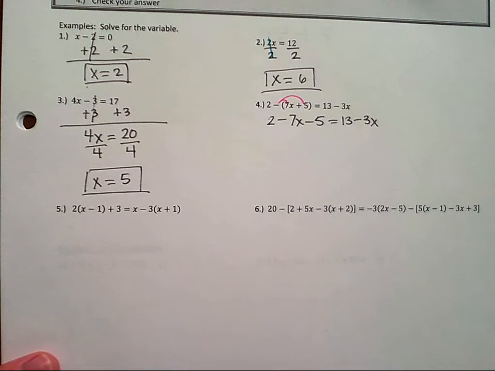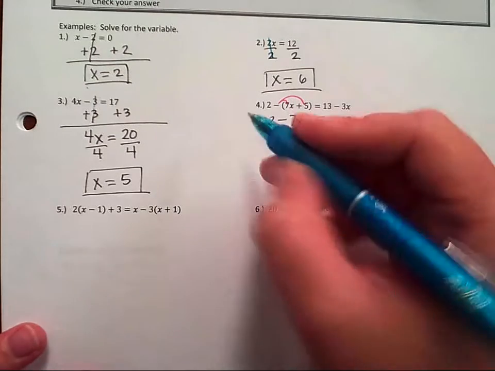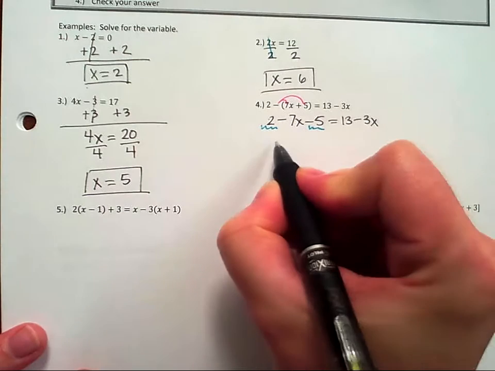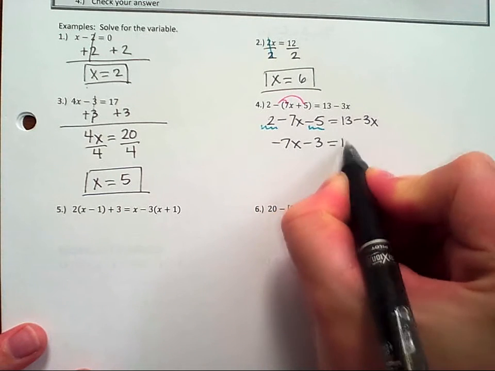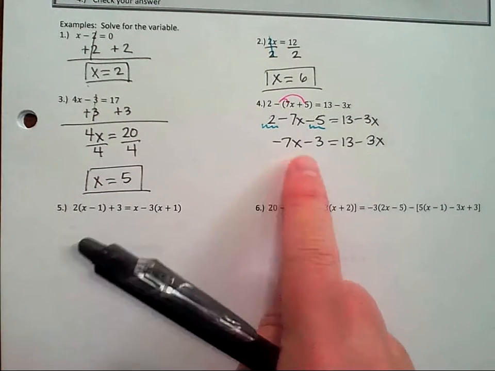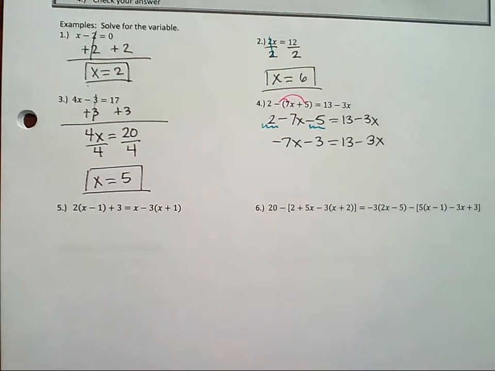Okay? So am I done simplifying? No. Not quite yet, because I have some like terms on my left-hand side, right? So let's combine my like terms. I have 2 and negative 5, so I'm going to combine those. So I get negative 7x minus 3 equals 13 minus 3x. Okay, so now I've simplified, right? I've combined my like terms. I've done any sort of multiplication or division on each side. So step 1 is done.